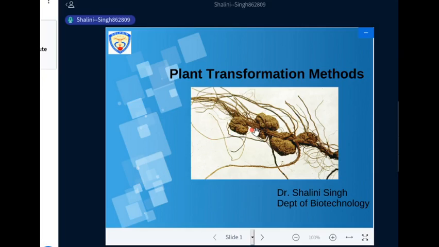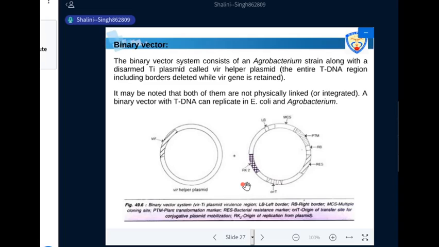Welcome to the class. Today's topic is plant transformation method, and this is part 2 of this lecture. We were discussing different vectors needed for plant transformation, and we had discussed the cointegrate vector. Next vector is the binary vector.